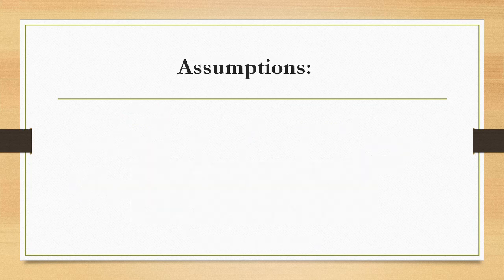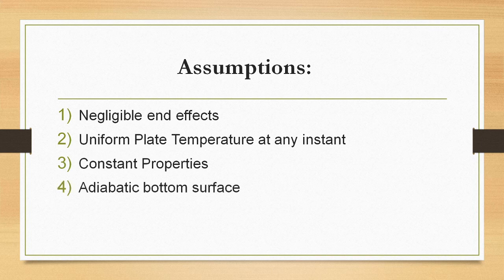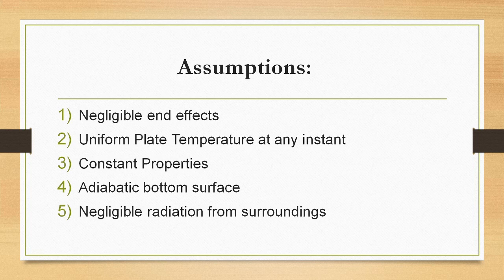Now we'll quickly look at the assumptions that we have to take in order to solve the problem. Negligible end effects, uniform plate temperature at any instant, that is the temperature of the plate should be constant throughout the plate at any instant. The properties, of course, should be constant. The bottom surface should be adiabatic. Negligible radiation from the surroundings, as that can also affect the analysis that we are doing. And also there should be no internal heat generation.